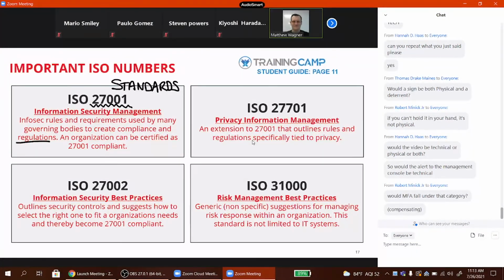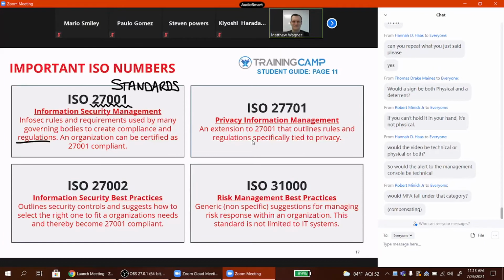And an organization, a company, can have an auditor come in and list them as 27001 compliant. Naturally, this would make other companies more comfortable working with them, knowing that they were 27001 compliant. But yeah, this has been used to make laws all over the place, and you can be listed as 27001 compliant.